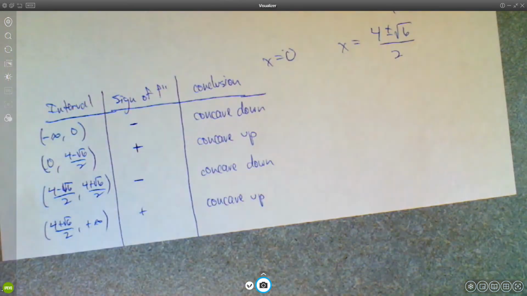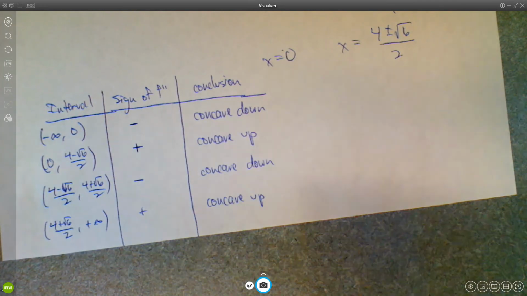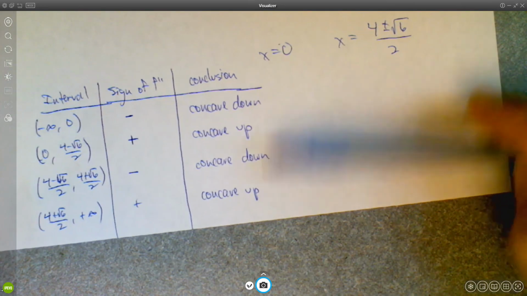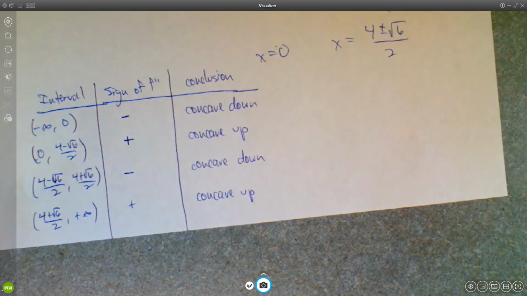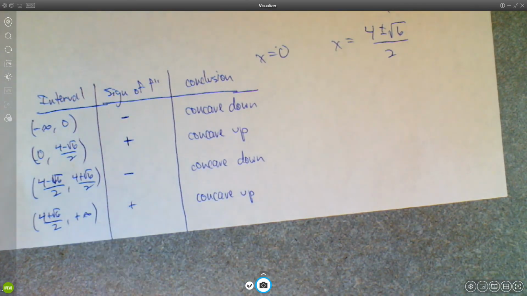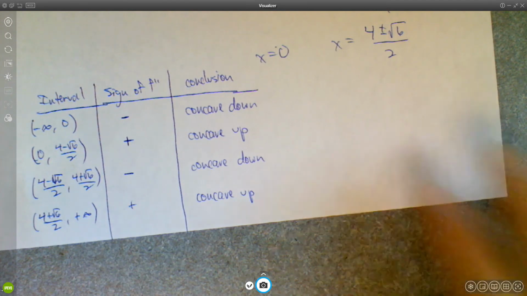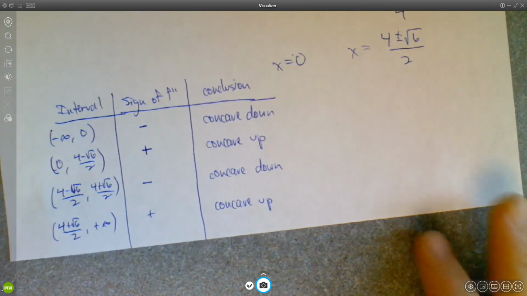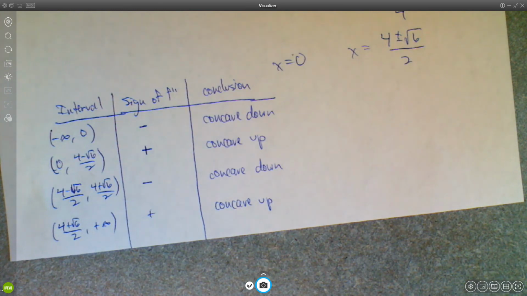Okay, and so there are your answers to parts C, D, and E, right? You're going to be concave up on these two intervals, concave down on these two intervals, and part E just asks for the x coordinates of the inflection points. So the x coordinates of the inflection points would be 0, 4 minus root 6 over 2, and 4 plus root 6 over 2. So that'll do it for number 21.